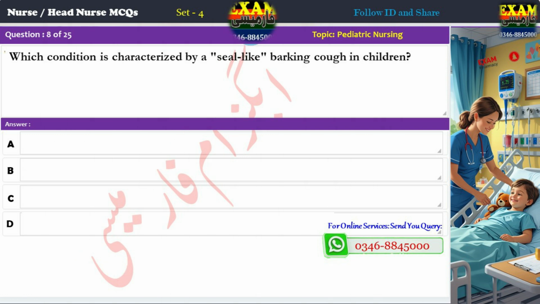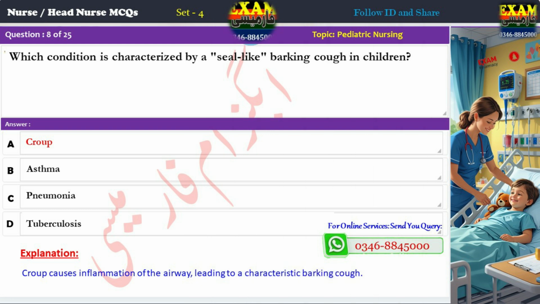Question 8. Which condition is characterized by a seal-like barking cough in children? A. Croup. B. Asthma. C. Pneumonia. D. Tuberculosis. Correct answer: A. Croup. Explanation: croup causes inflammation of the airway, leading to a characteristic barking cough.